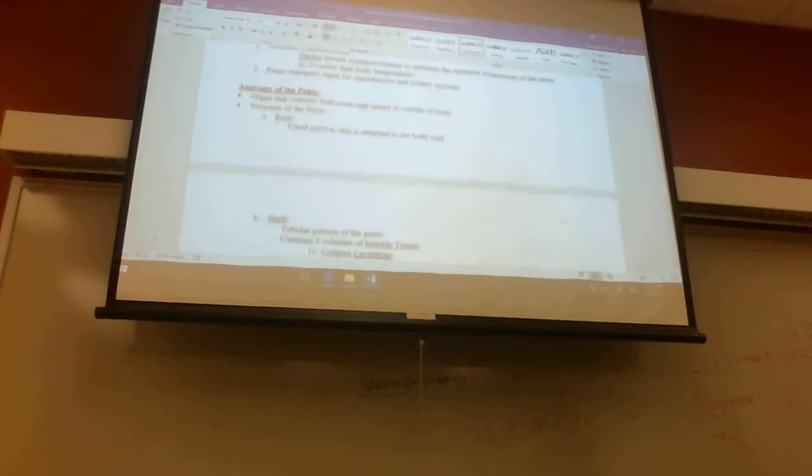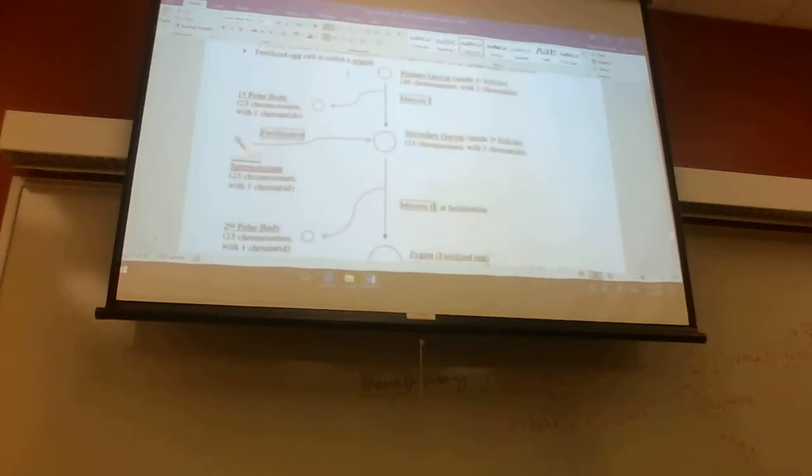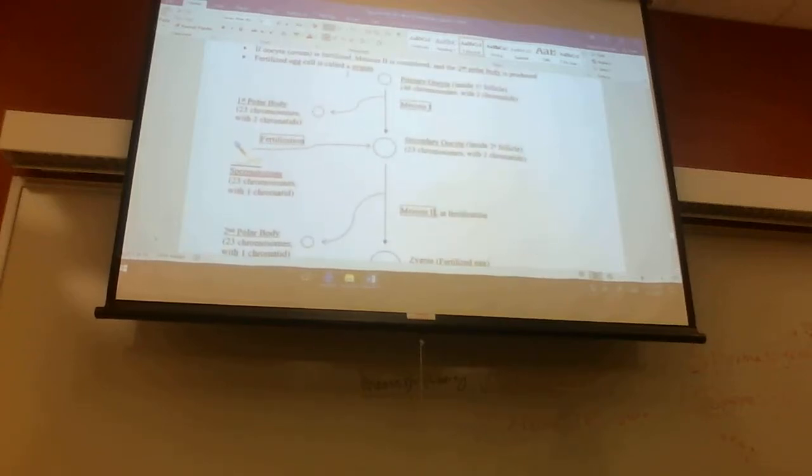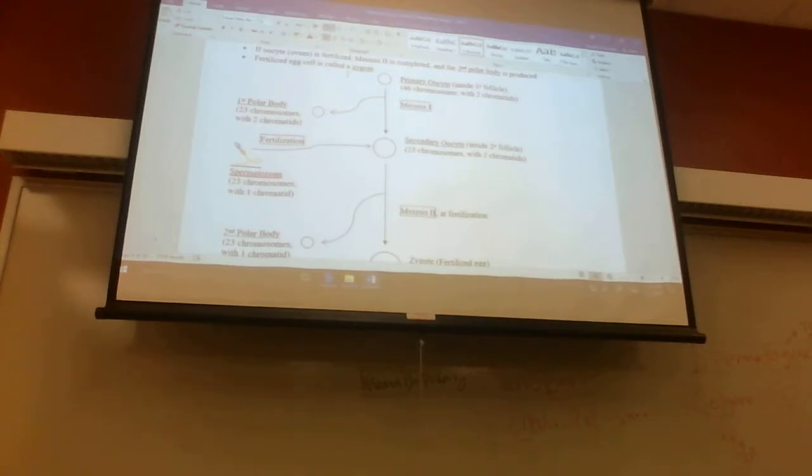I'm trying to go off of this, but this is male, right? Well, it's both. The female and the male both go through meiosis 1 and meiosis 2. Okay, so then when we do meiosis 2, it's when it divides. You have 2 of each.